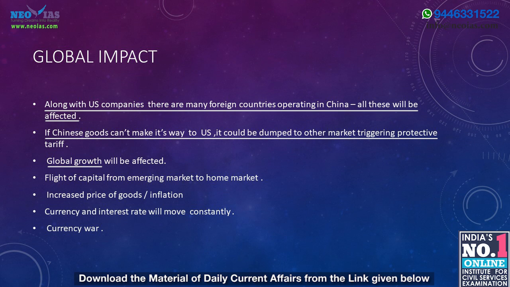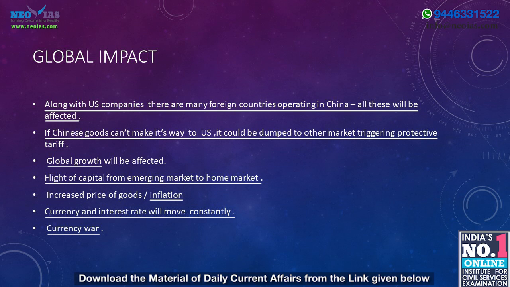And there is a chance of flight of capital from emerging markets, as I said earlier in the impact on India. And many countries may face the grudge of inflation, which will cause their currency value and interest rate to move constantly, which may even lead to a currency war if countries try to depreciate their currency to overcome this situation. So that's all about the impact.